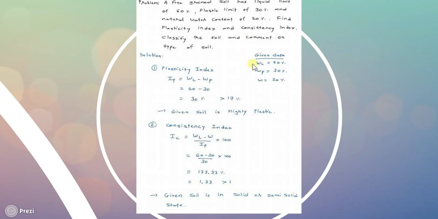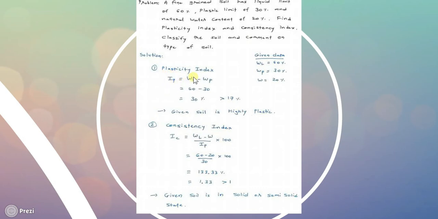As per the practice, we will write the given data first. WL is equal to 60%, WP, the plastic limit, is equal to 30%, and natural water content W is equal to 20%. First we want the plasticity index. We know the plasticity index formula very well: WL minus WP is equal to IP, the plasticity index.